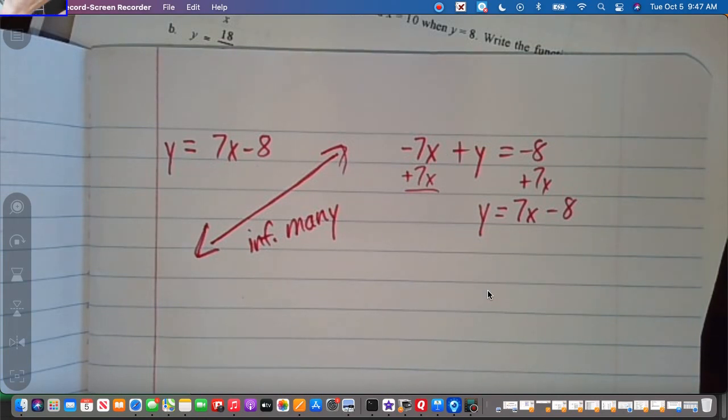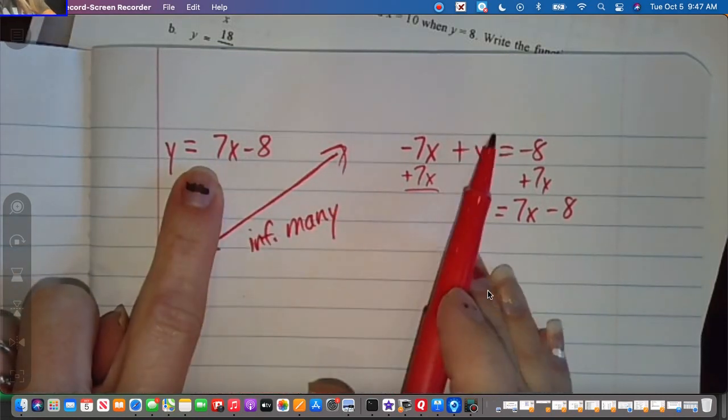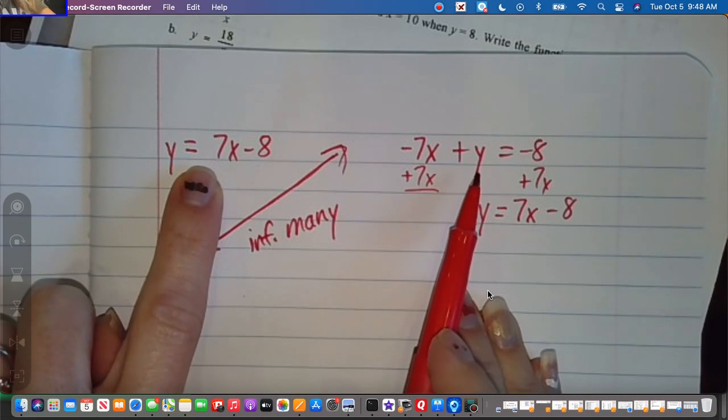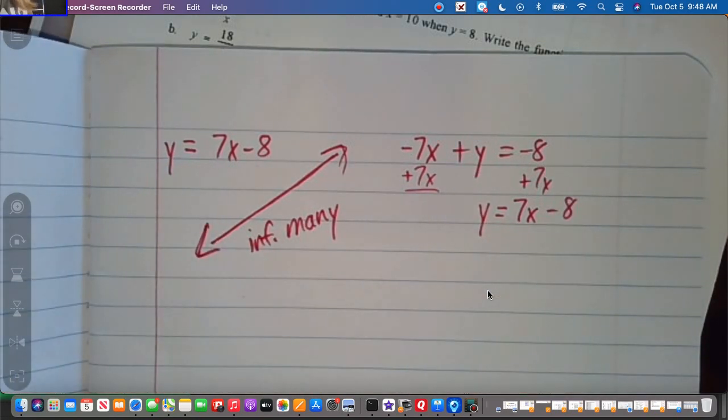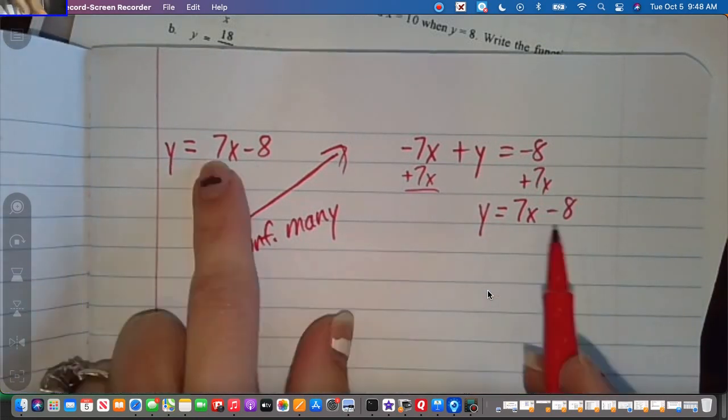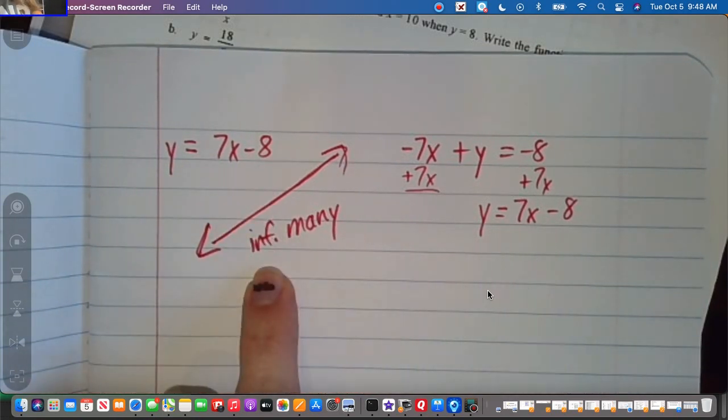Another thing you could have done, say that this was horrible, you could have substituted this in for the y. Does anybody want me to do that and solve it? No? Nobody wants me to do that. When they're the same equation, it's infinitely many.